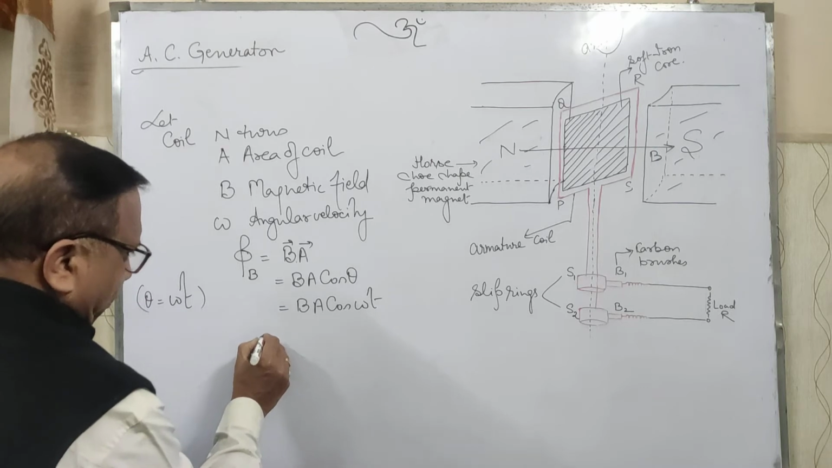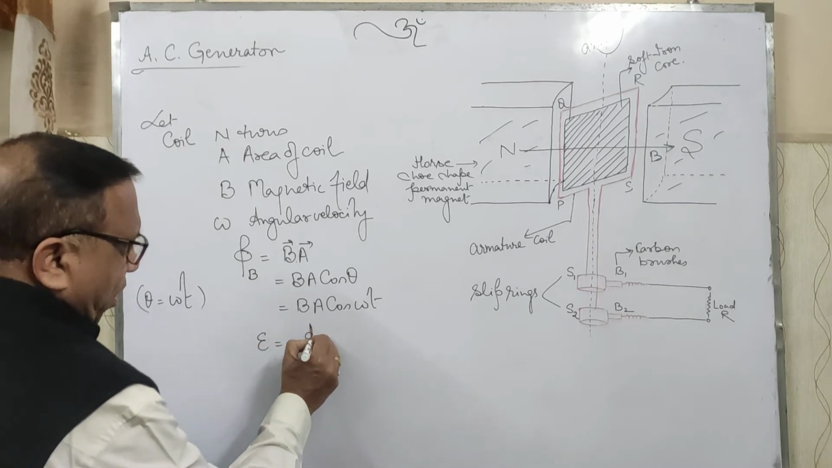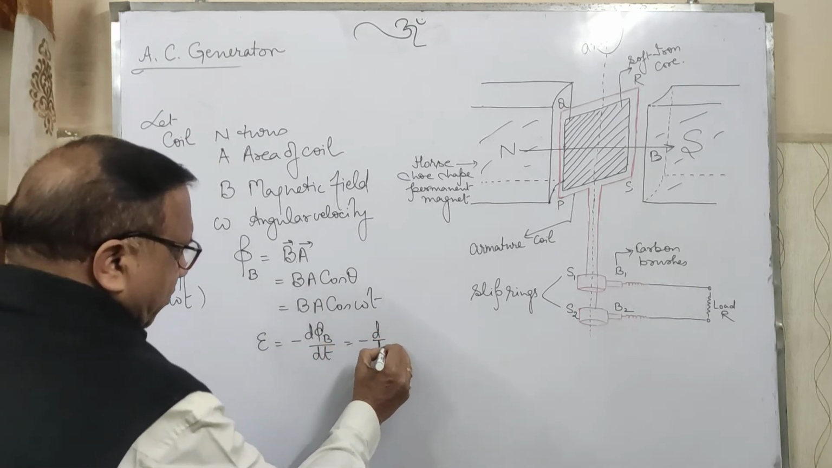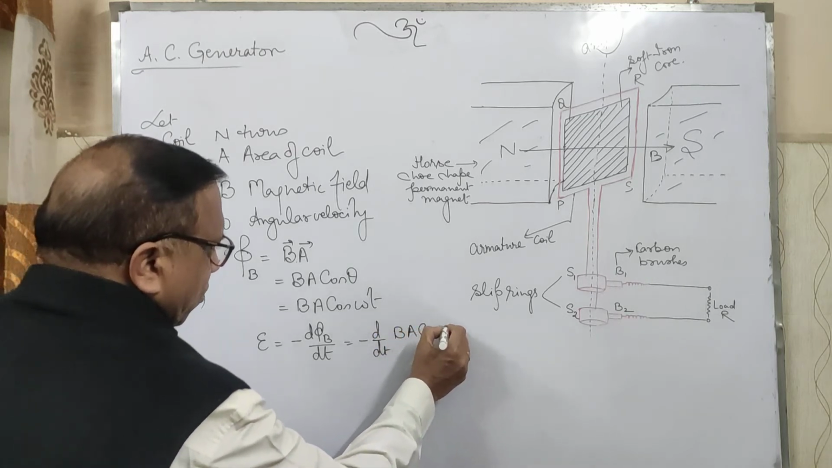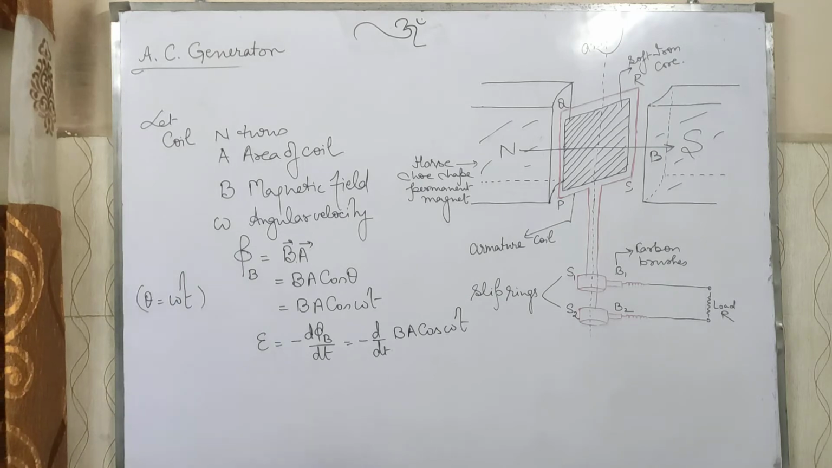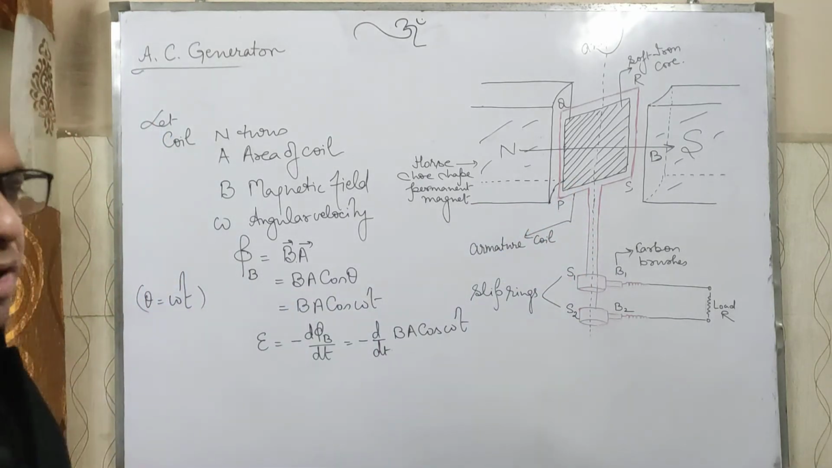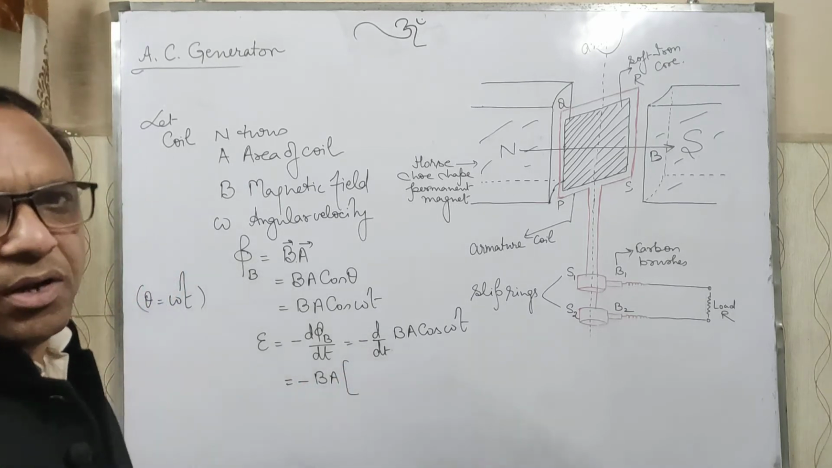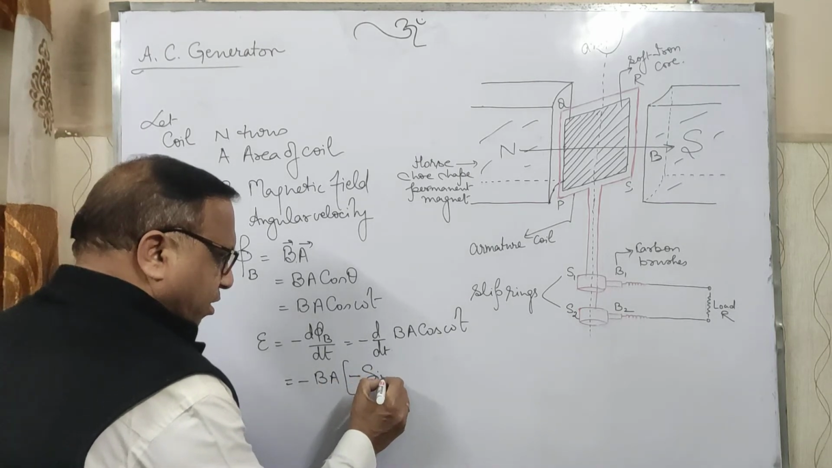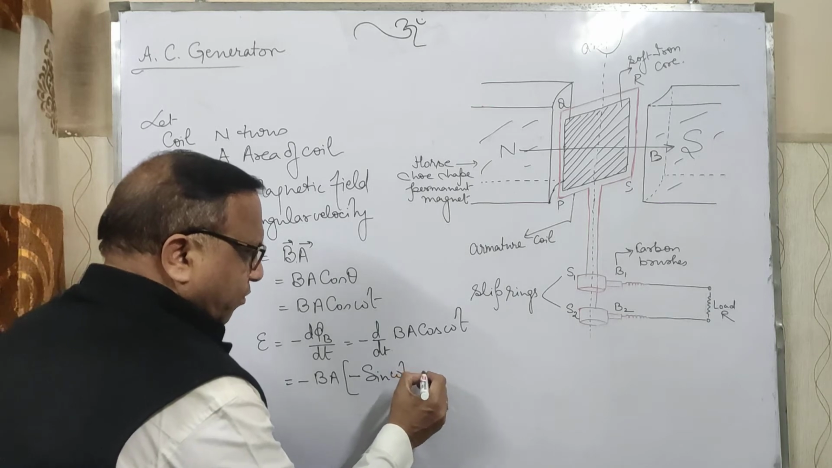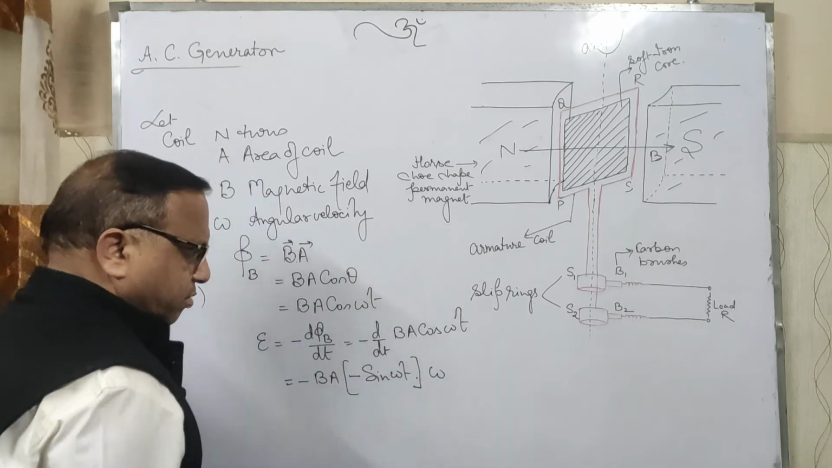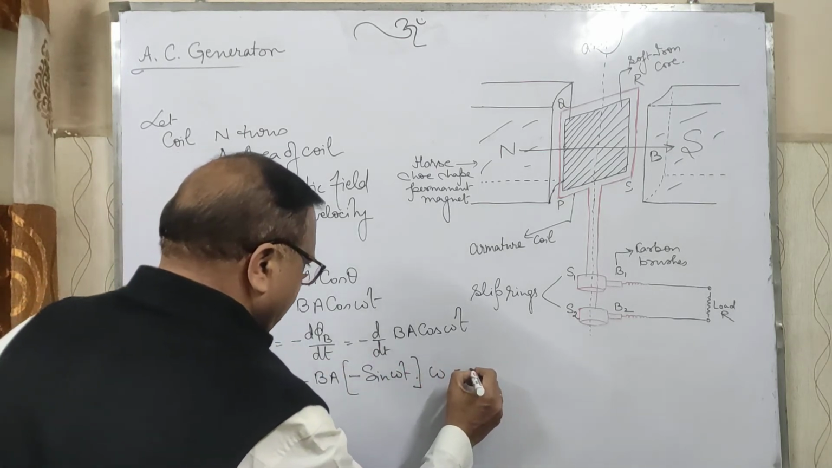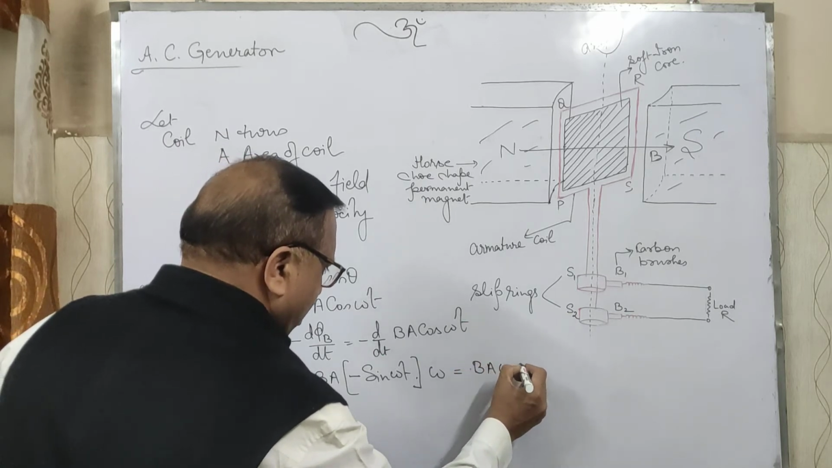According to Faraday's law, what is the EMF? E is equal to minus d phi B by dt, or we can write minus d by dt of BA cos omega t. Now see, the magnetic field is constant, the area of the coil is constant, so we can write minus BA times the differentiation of cos omega t. What is the differentiation of cos omega t? Minus sin omega t, and the differentiation of omega t is omega. Minus minus plus, we can write E dash is equal to BA omega sin omega t.